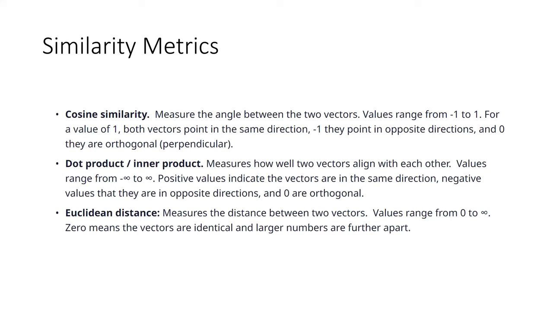If you take two vectors and try to find out whether they are similar or not, there are three things we can look at: cosine similarity, dot product or inner product, or Euclidean distance. Each one gives a different type of measure. Cosine similarity varies from -1 to +1, the dot product is -infinity to +infinity, and the Euclidean distance gives 0 to infinity. Based on the value you get, you can say whether two vectors are similar or dissimilar.